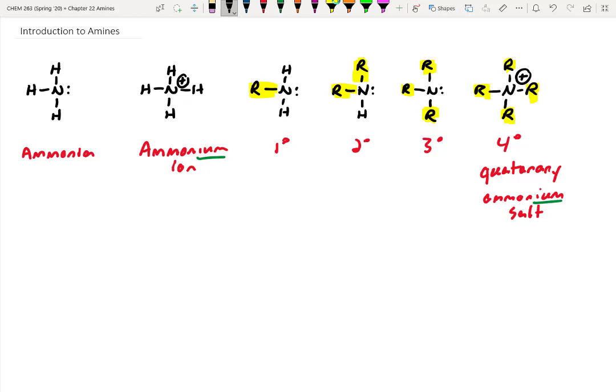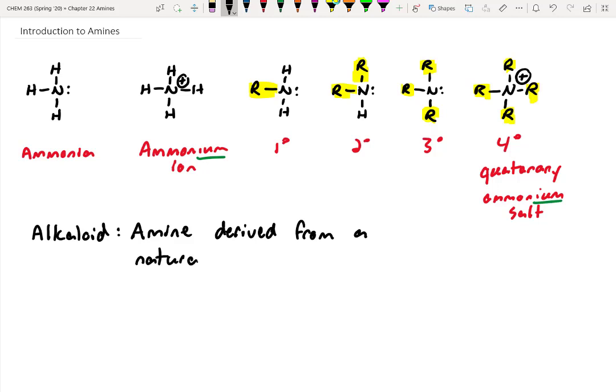All right, another term I did want to briefly bring up was the term alkaloid. What an alkaloid means is that it is an amine that is derived from a natural source. A lot of our pharmaceutical drugs are actually alkaloids, and they're derived from plant materials. You may see the term alkaloid thrown around a fair amount, especially in biology, but it just means that it's one of these amines that's derived naturally from a plant or an animal.